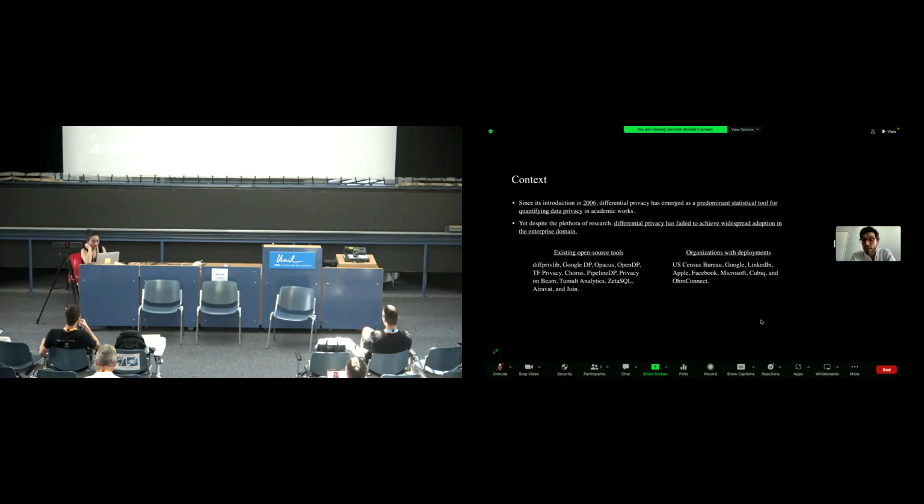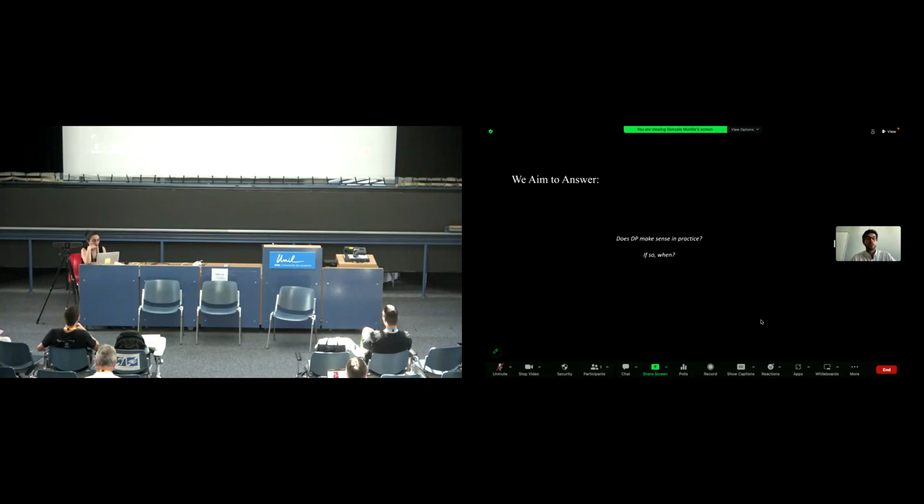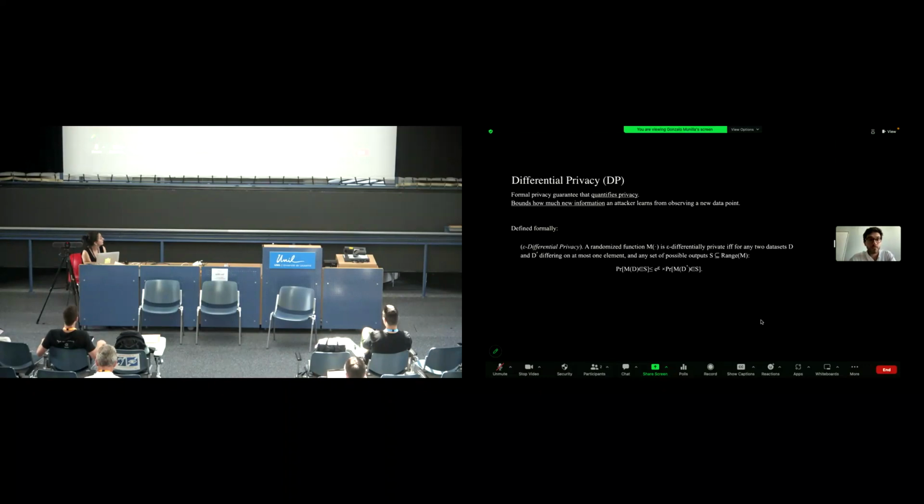And only a few companies, amongst them the big tech ones, have real differential privacy deployments in the industry, and the rest of the companies, which are in the thousands and thousands, are not using differential privacy. So there is a gap, and this is what we wanted to tackle in this paper. If you really summarize it and abstract it a lot, we aim to answer, does DP make sense in practice? And if so, when? This is an oversimplification, but it's just to grab your attention during this presentation.